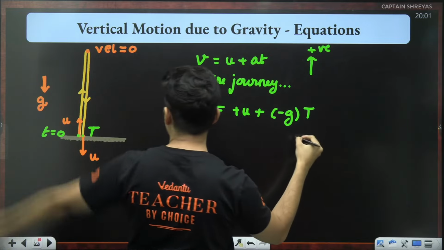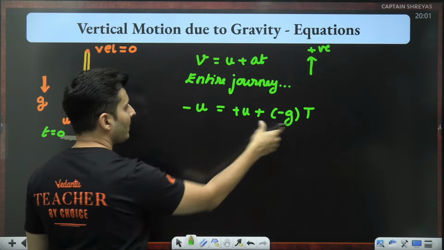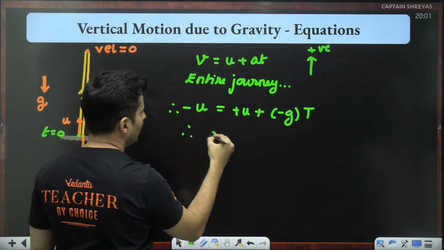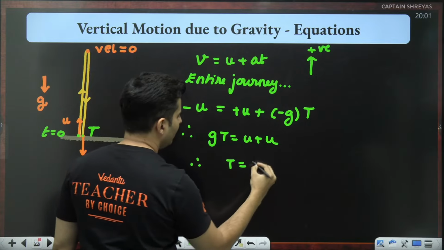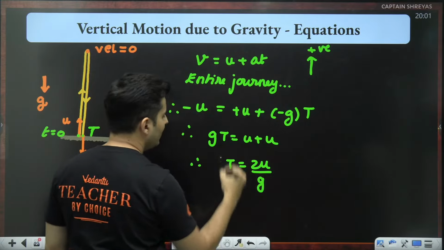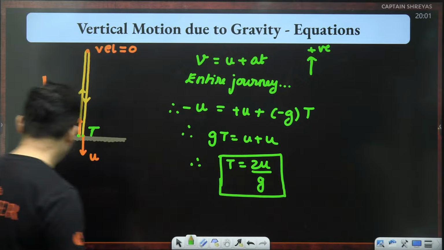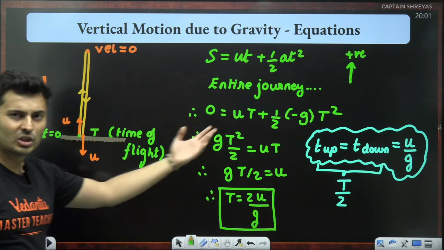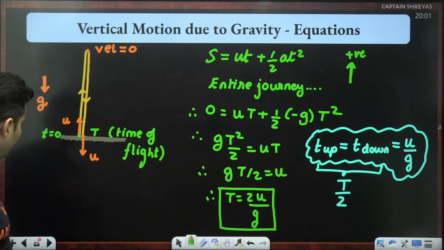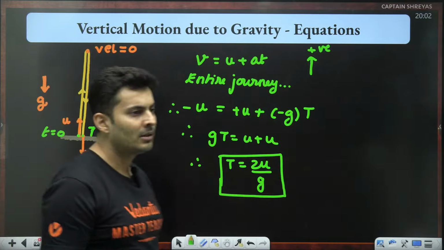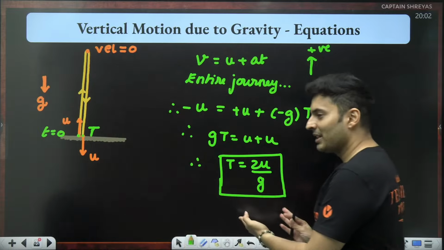Time is total journey, so total time. Bring gt on this side. So it will become gt is equal to u plus u. So basically t will be 2 times u divided by g, which is exactly the same thing you got over here. It shows multiple kinematic equations will still give you the same answer. It's a matter of choice which one you are comfortable with. But anyways, you're going to remember this formula.